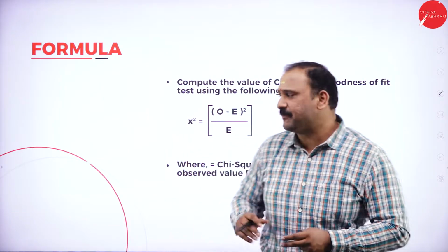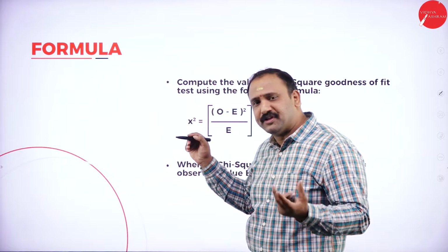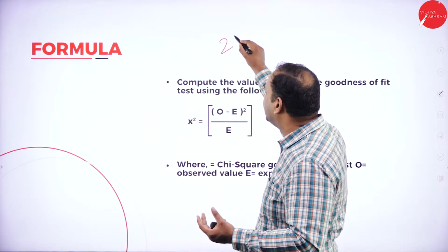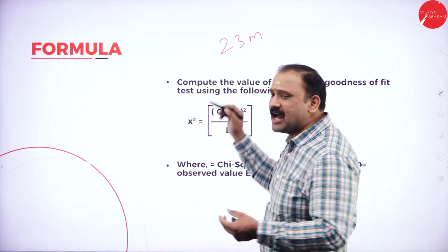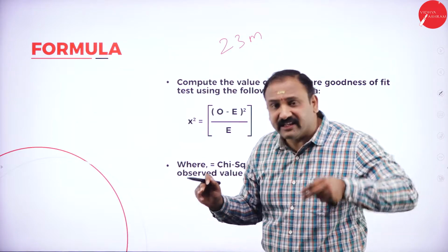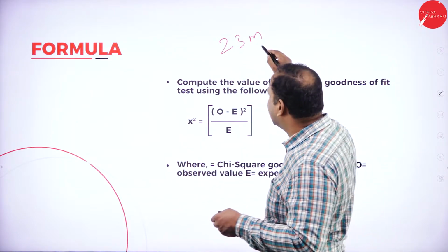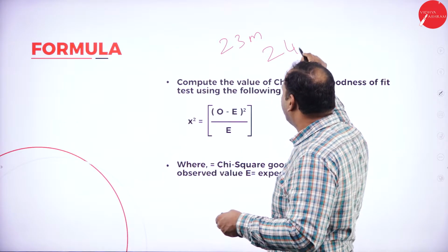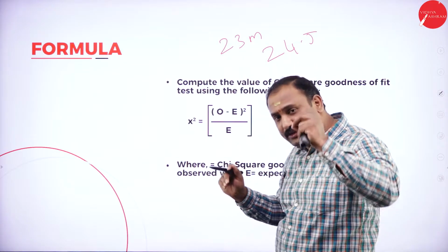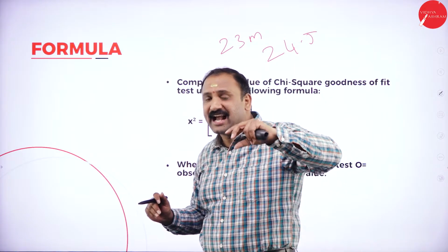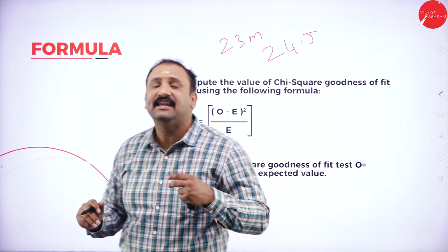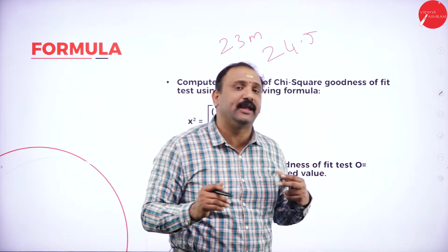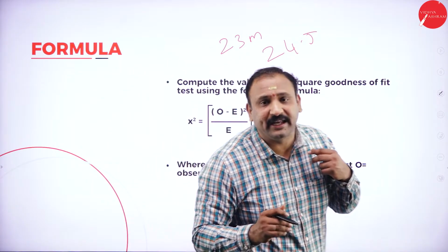Let's say they might say, I will be able to finish the rally in about 23 minutes. But when I really go into the live rally, I would see that the car extends it to 24.5 minutes. So now there is a difference between the observed value and the expected value. That is very, very important.